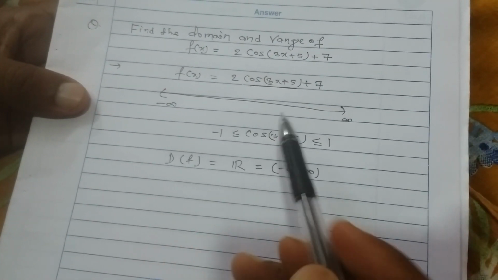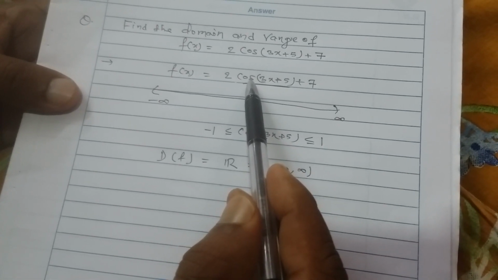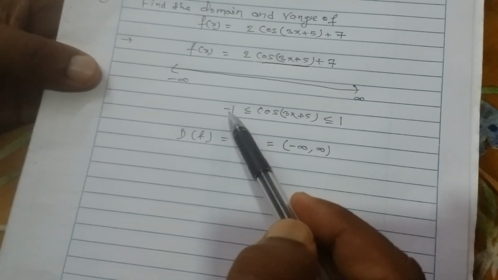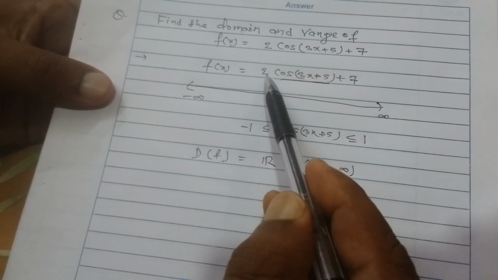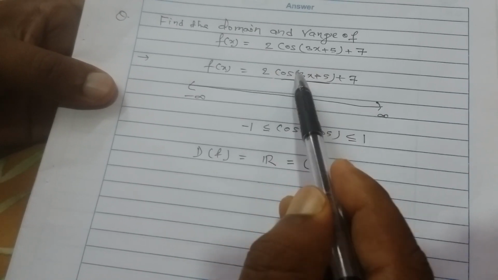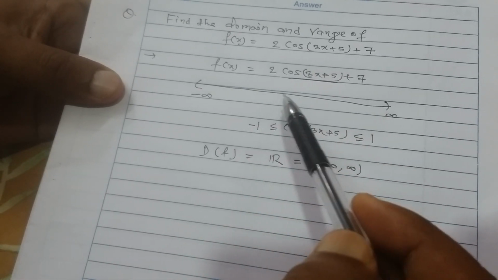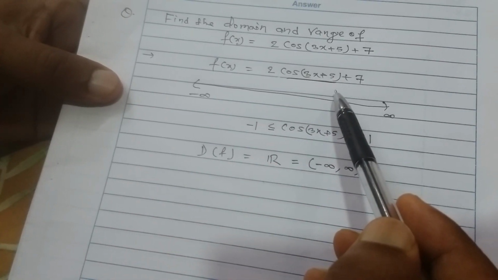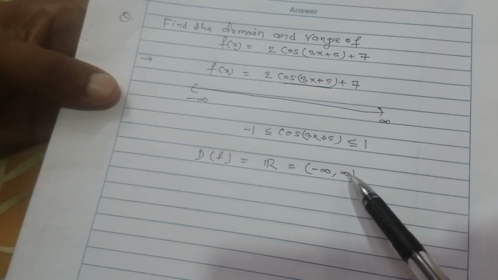Once again, we know that the cosine function has a finite value. Whatever the angle is, the value of the cosine function is from minus 1 to 1, a finite real number. And there is no root and no denominator. 2 times cos(3x + 5) is again a finite real number, and plus 7 is a finite real number. So for any real number x, the value of f(x) is again a real number. That is why the domain of this function is the whole set of real numbers, minus infinity to plus infinity.